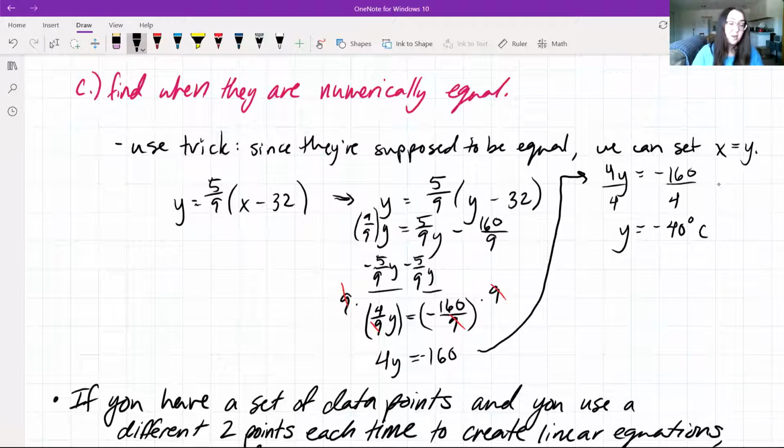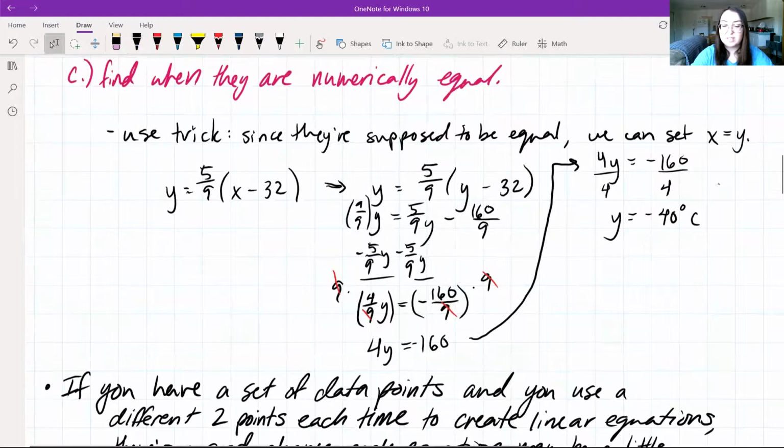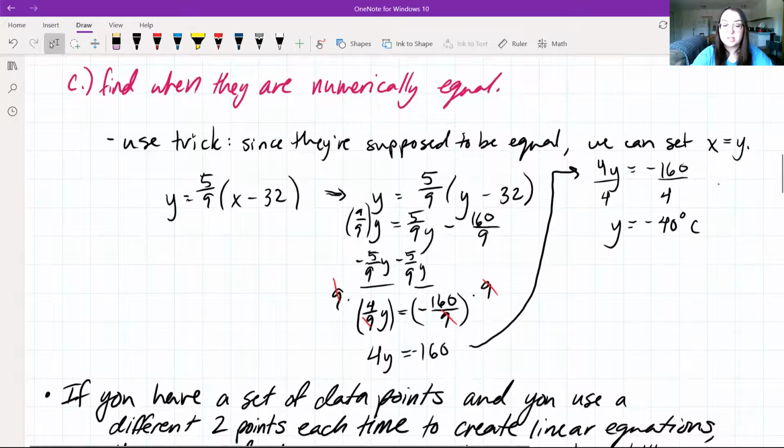All right, so now we have a value, and we really want to make sure that this is correct. So we have that y is equal to negative 40 degrees Celsius, and we want to see if it's the same thing for x. So we're going to reverse it. We're going to set y equal to negative 40, and then we'll solve for x. That's how we're going to check.